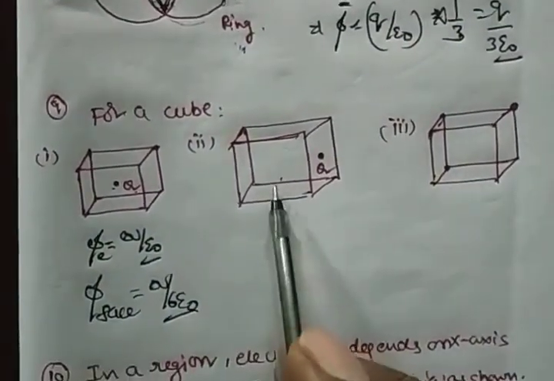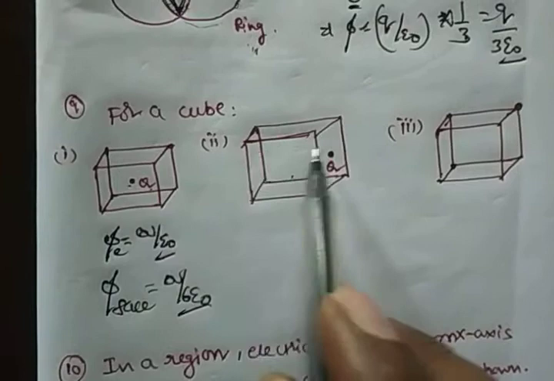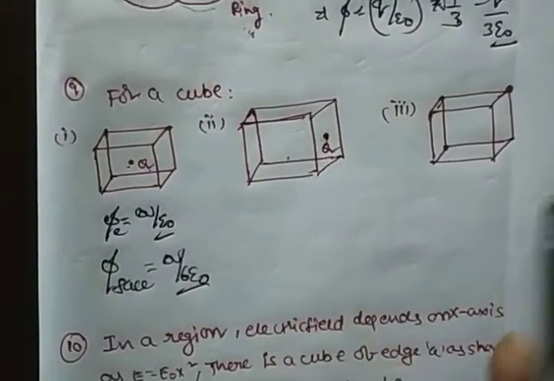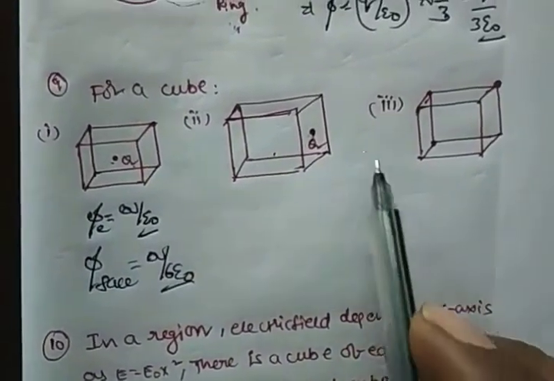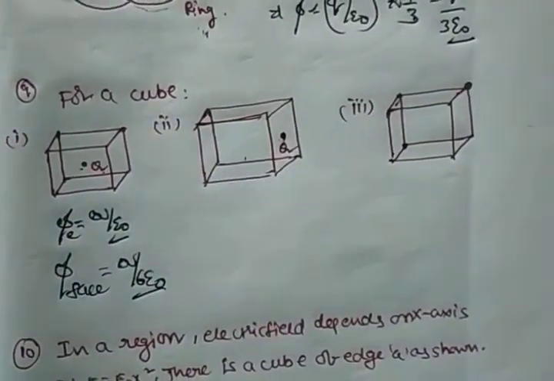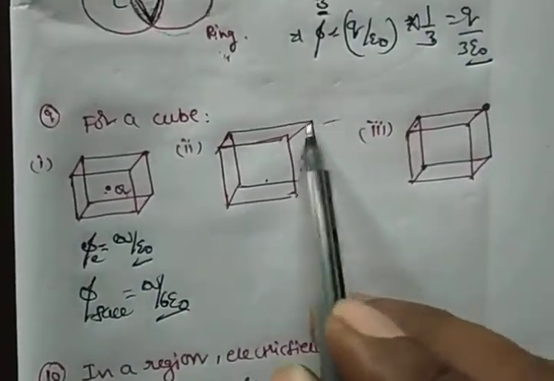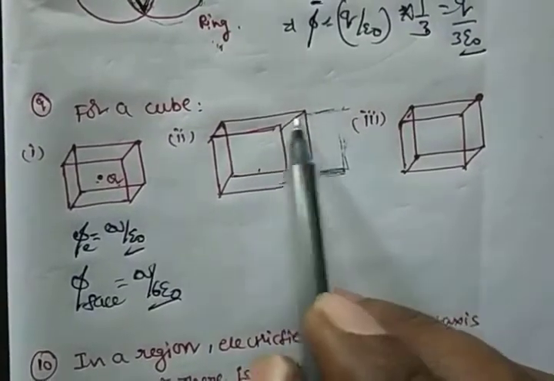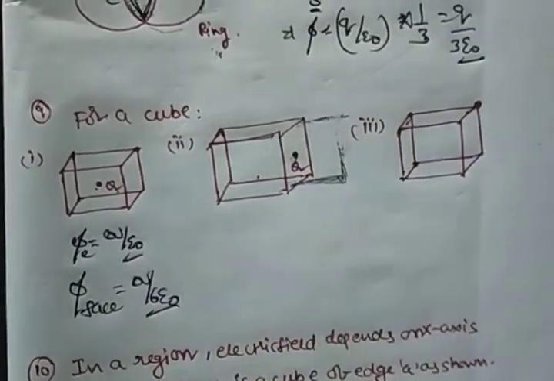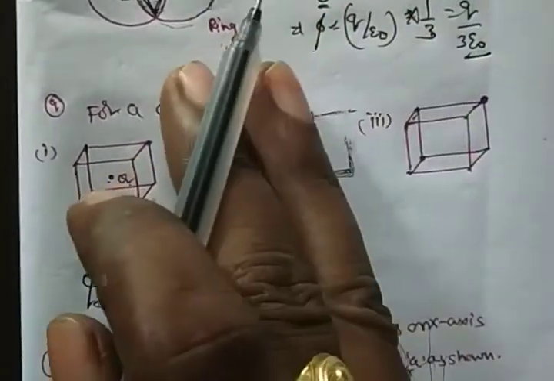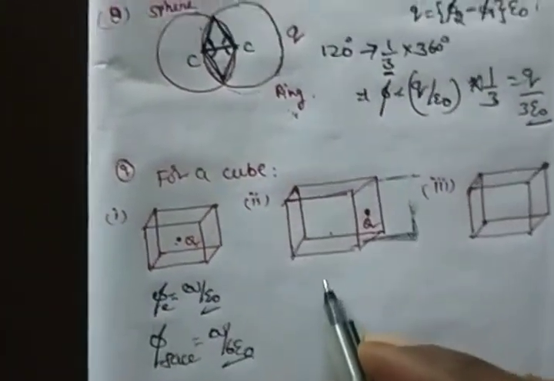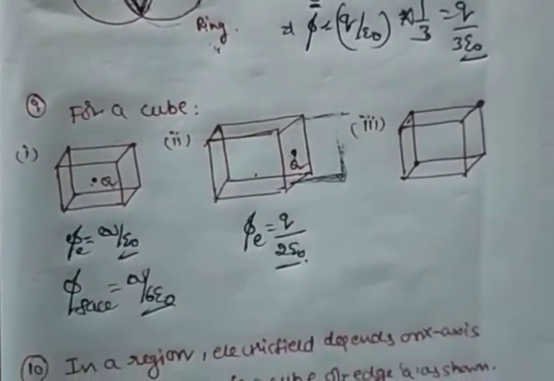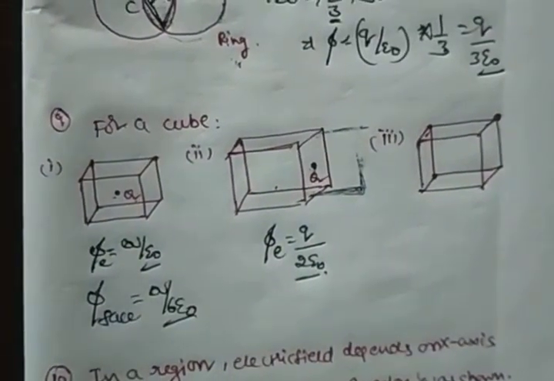For this second problem, the charge is present outside the cube. What I told is that the flux should be enclosed. So that means it is closed with another cube. Then how many surfaces? This one surface and that surface. Then that is Q by 2 epsilon naught.